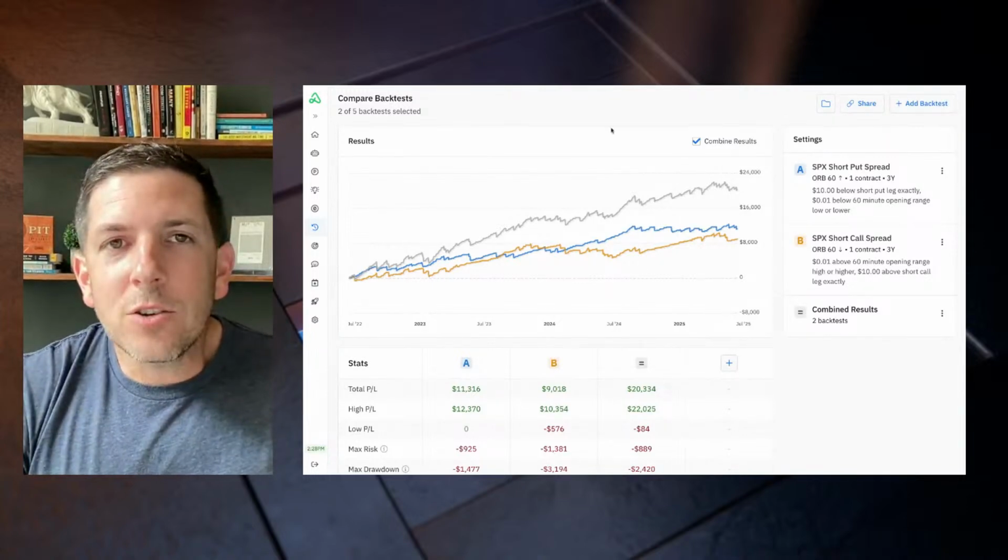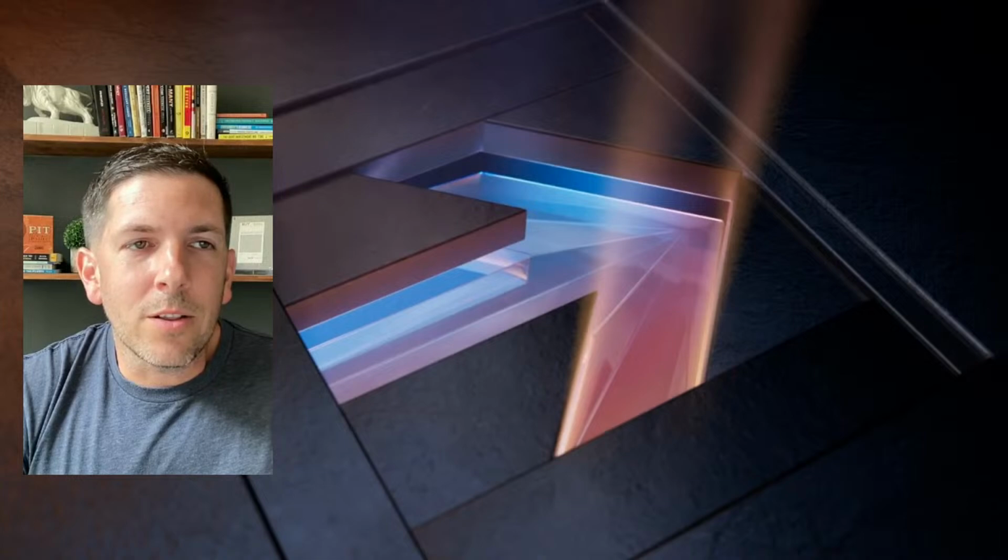So I hope you guys enjoyed this one today, going through not only how you can run a backtest, a step-by-step process that you can go through for running a backtest, but also how you can automate that strategy by just converting any backtest that you run into a bot.